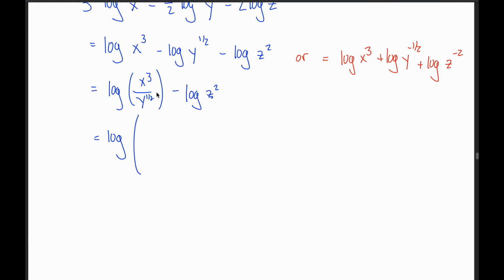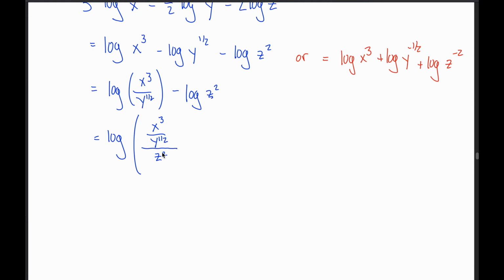My second log rule says if you're subtracting 2 different logs, you can rewrite that as a quotient. So what would that look like? I guess it would be x cubed over y to the 1/2, and then I would have to take that and divide it by z squared. Oh, this is getting really ugly. I got fractions inside fractions, but that's okay. Maybe we know how to deal with that.